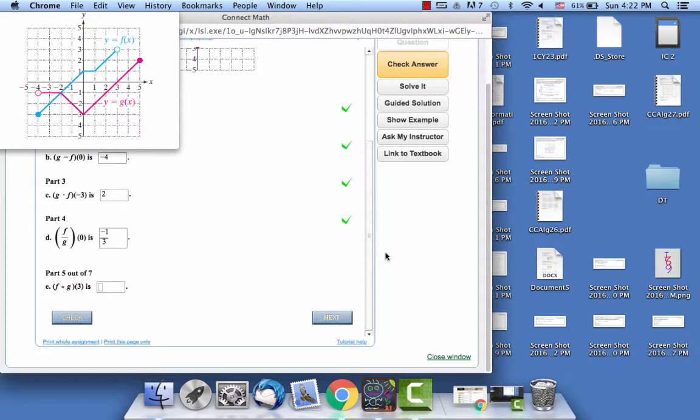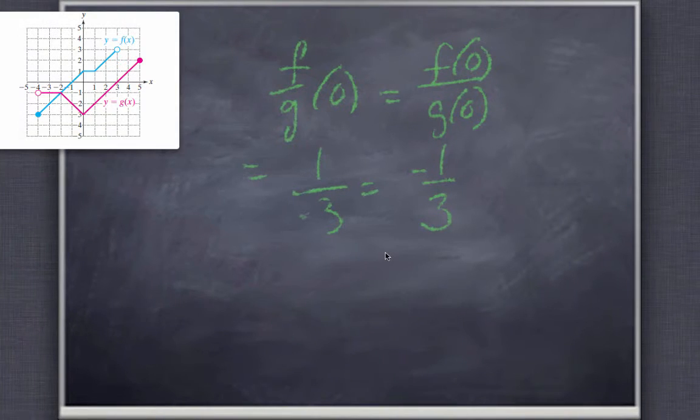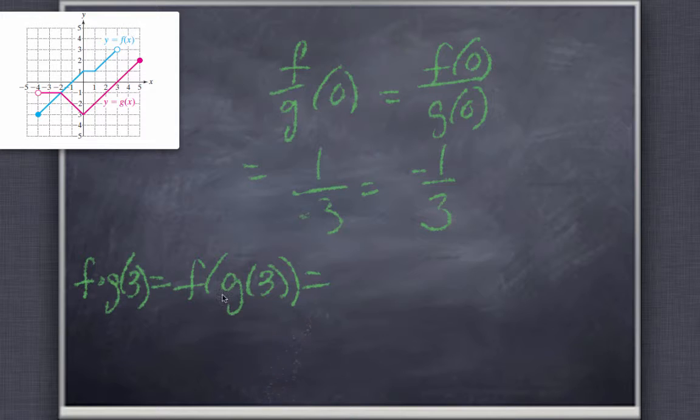Okay, f composed with g of 3. So in this case, I don't have to do kind of the algebra with the x's. I can just go look at g of 3. So I go over to 3, and g is the pink one, so that's 0. So f of 0, and f of 0 is 1.